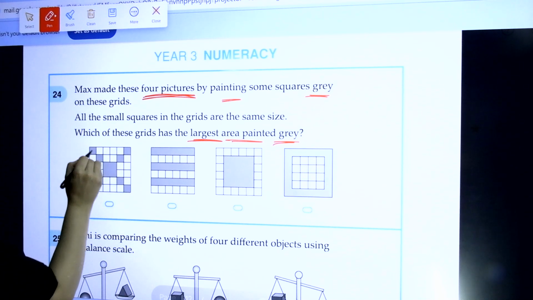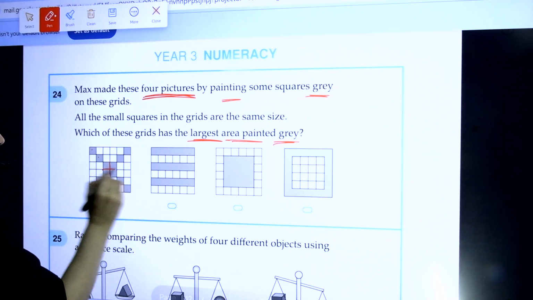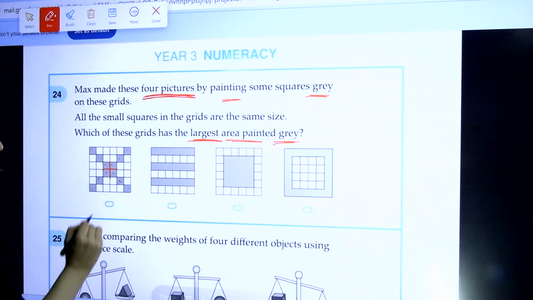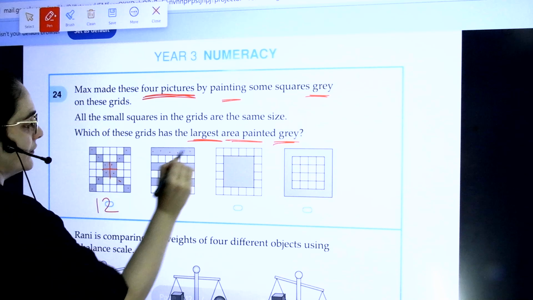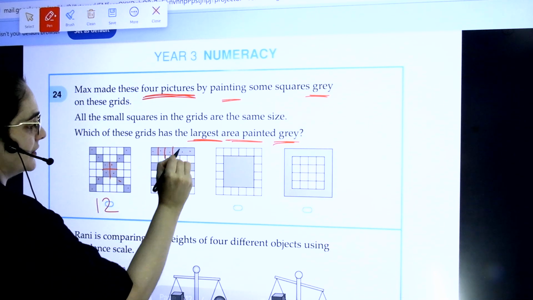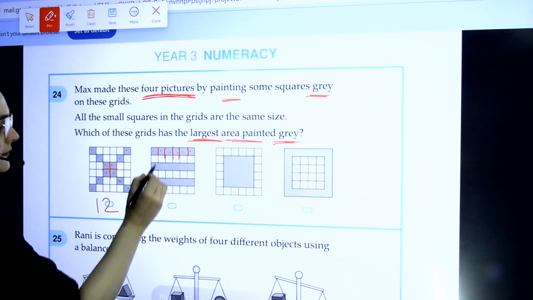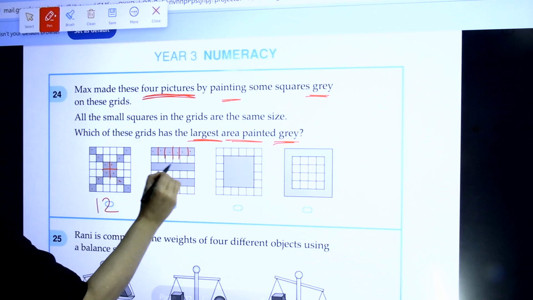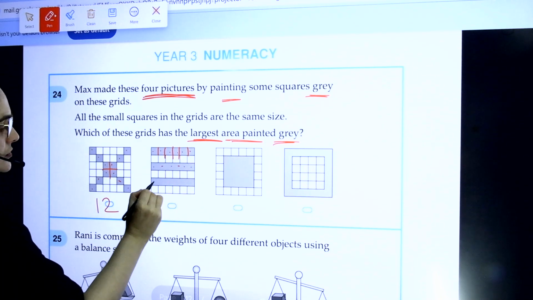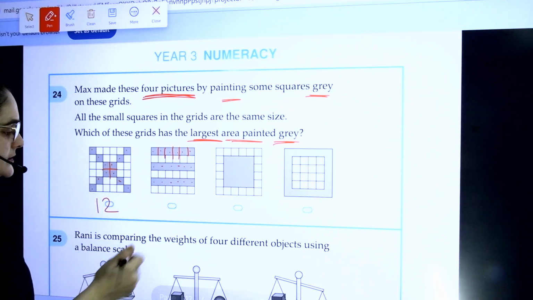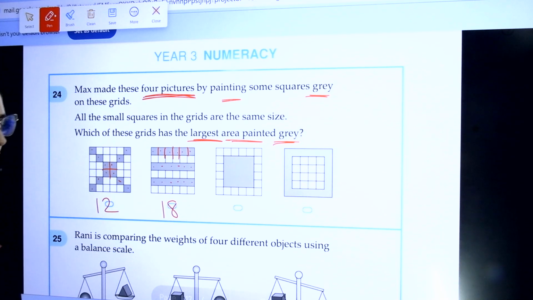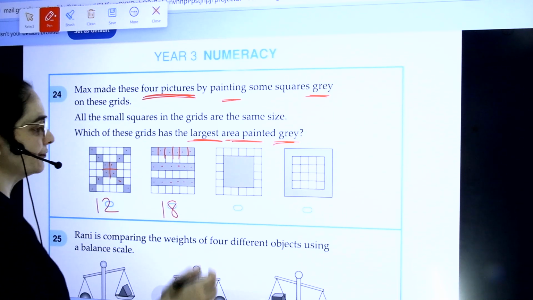So let's count. Here 12 squares are painted gray. In this one, 1 2 3 4 5 6, because when I extend it, I can actually have 6 squares. Here also 6, here also 6. 6 plus 6 is 12, 12 plus 6 is 18. So 18 squares are painted gray.